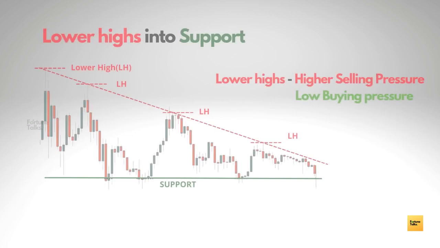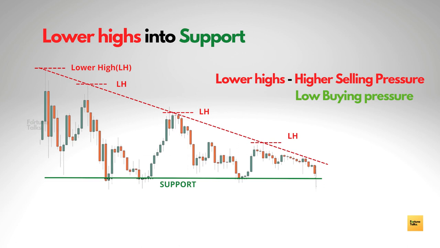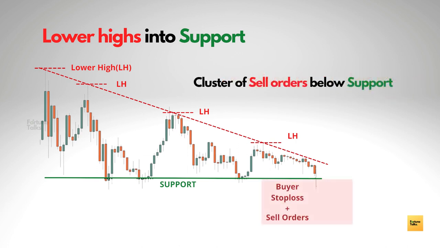Now let us look at a situation of a breakdown. This is the inverse of what you have learned earlier. So whenever you see lower highs into the support, it tells you 3 things. Number 1, there is no buying pressure, or the buyers are weak. Number 2, there is strong selling pressure pushing the price even lower. And number 3, there are sell stop loss orders clustered below the support level which are kept by the buyers who went long at the support.